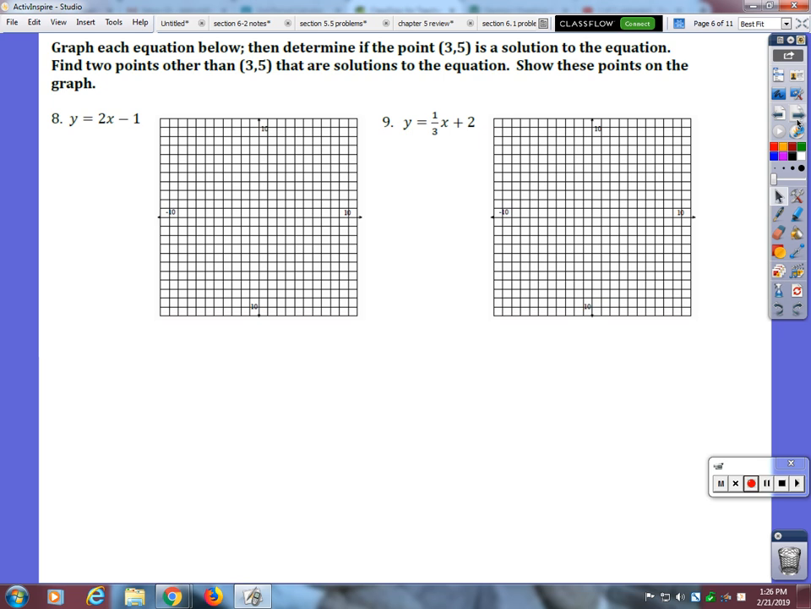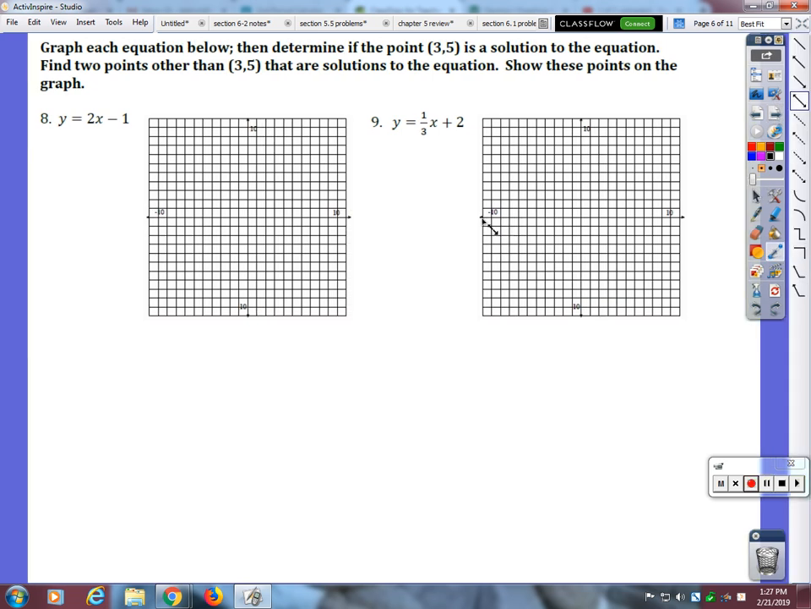Okay, so now we're back to a single equation. It says graph each equation below, then determine if the point 3, 5 is a solution to the equation, and then we're going to find 2 other points that are also solutions to the equation. So will you take a minute real quick and graph these 2 lines on your own, which I know you know how to do by your own selves.